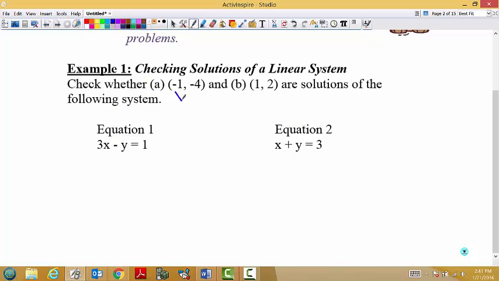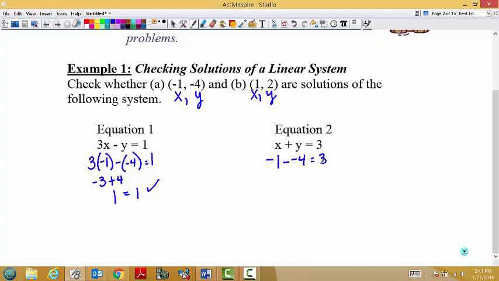Every point is x comma y. So I want to fill the -1 in where the x is, and the -4 in where the y is. So that'll be -3 plus 4. 1. Is 1 1? Well, yeah, last time I checked. Then we have -1 minus -4, -1 plus 4. Does 3 equal 3? Well, yes, it does. So that one works.